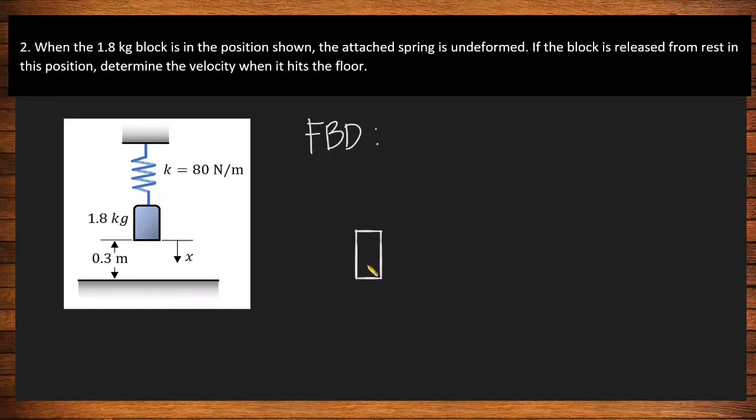First is the weight of our block, so that is vertically downwards. And then, since the block is connected to an elastic spring, meron tayong spring force present dito that is acting upwards. The spring force P sub S can be related to the deformation of the spring by the equation P sub S equal to Kx.